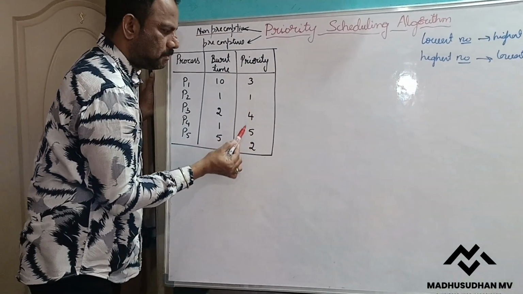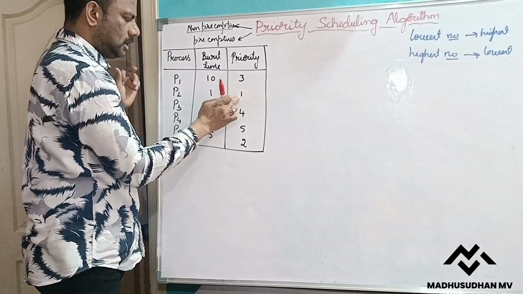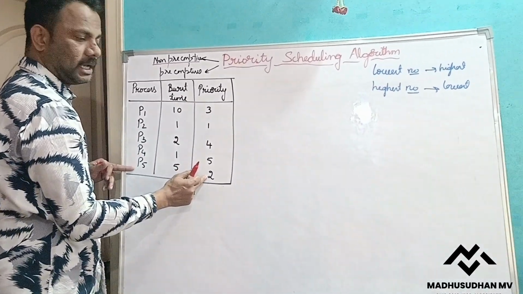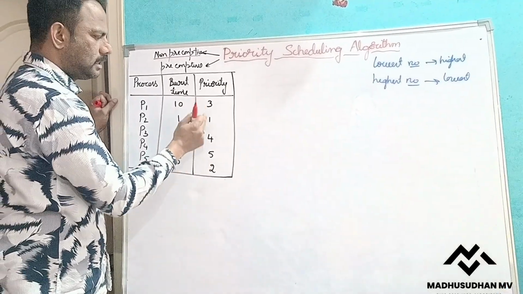So here, which is the lowest number? 1 is the lowest number. So this process has the highest priority. The next lowest is 2, so this has the next highest priority. So like that.